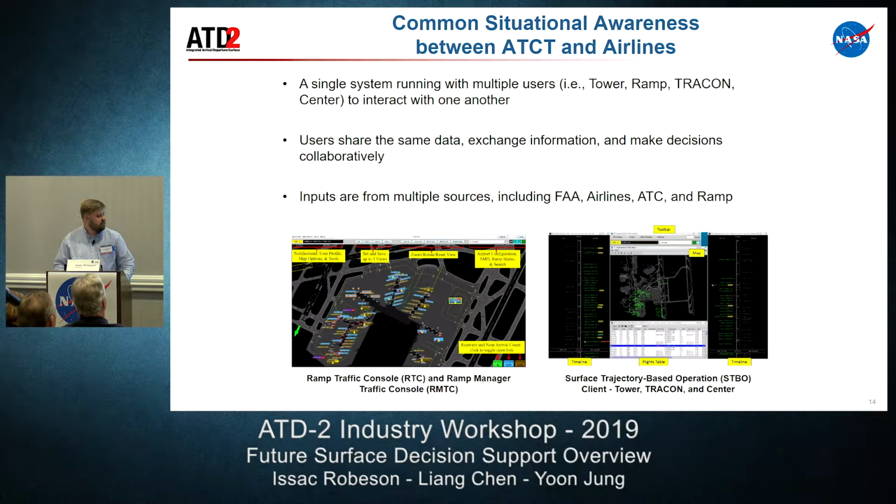As I mentioned before, we have two main systems. On the left here, we have the ramp traffic console and a slightly modified version with some additional capabilities called the ramp manager traffic console, RMTC. And on the right, we have what is primarily the ATC view, the surface trajectory-based operations client, STBO client, as we call it. The great thing about ATD-2 is that when you enter data in one, it shows up on the other.